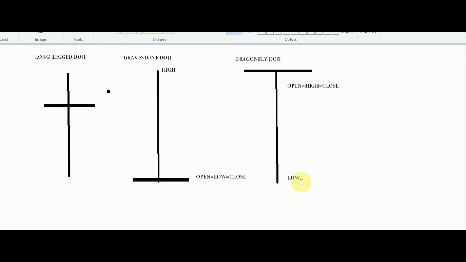Please do watch this gravestone and dragonfly doji. They are very rare. You will hardly find these two types of doji on the chart, but if you do find it, please add your conviction to higher levels, because it will never prove you wrong. Now let me just write down the last doji form that you will not find anywhere. I can give you that assurance. So I am drawing a doji.